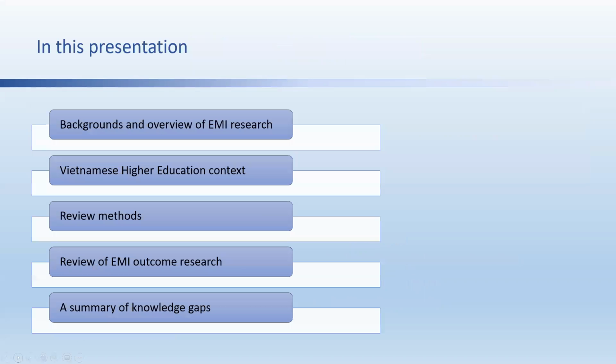Okay, so the structure of today's presentation includes 5 main parts. First, I want to talk about the background and overview of EMI research. The second part, I want to share more about the state of art scholarship in terms of Vietnamese higher education context. In the next part, I want to talk about the systematic review methods that I used to come up with this research. And the next part, I will present my findings on the EMI outcome research. And finally, I will summarize all of the key points I mentioned in this presentation today.